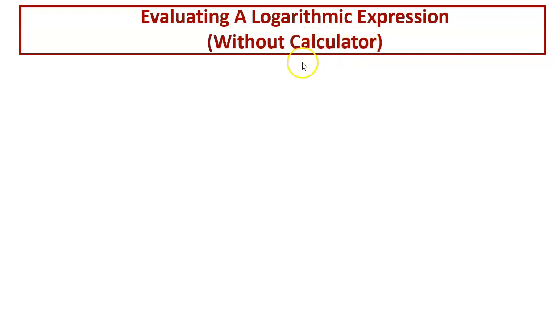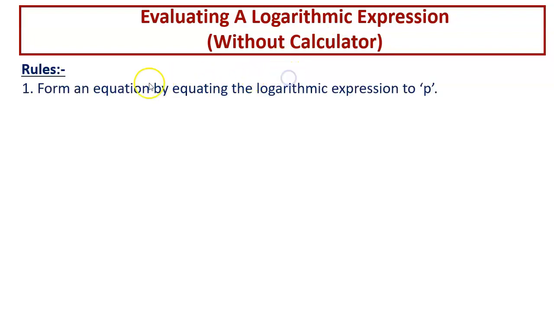So without any further delay, let us start with our session. First of all, let us look at the given rules. Rule number 1 says form an equation by equating the logarithmic expression to p. Like I have taken the logarithmic expression as log 100 to the base 10. I'll be equating that to p. So log 100 to the base 10 equal to p.